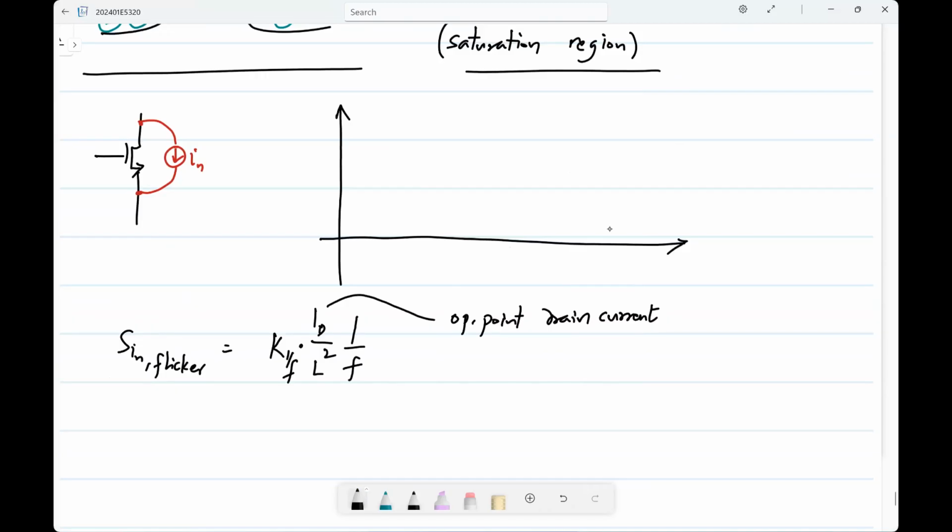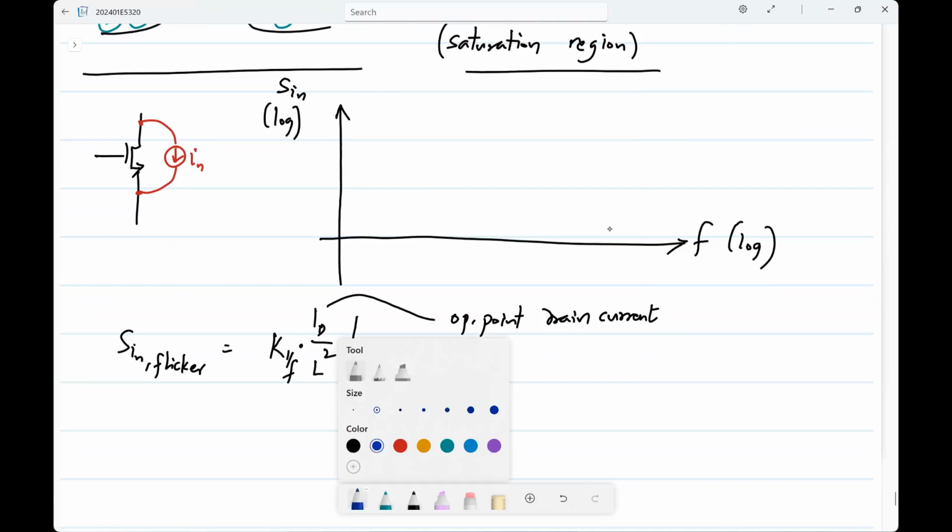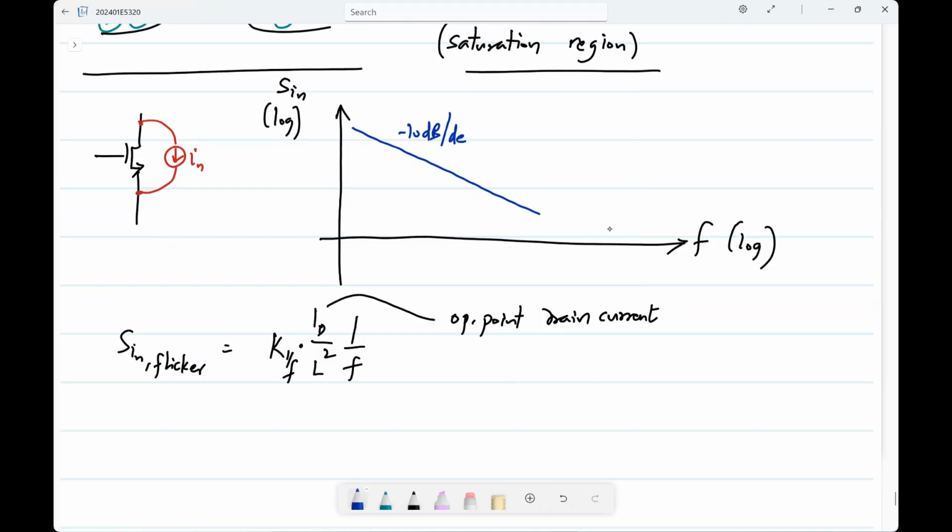So if you plot SIN versus f, both on a log scale, what will this spectral density look like? It will be a straight line. What will be the slope in decibels per decade? Is it minus 20 dB? This is power spectral density, so it's minus 10 dB per decade. When the transfer function is inversely proportional to frequency, the power will be inversely proportional to frequency squared, that is minus 20 dB per decade. This is minus 10 dB per decade.